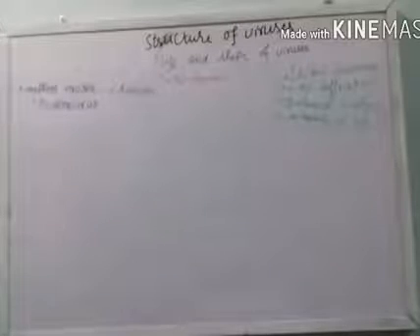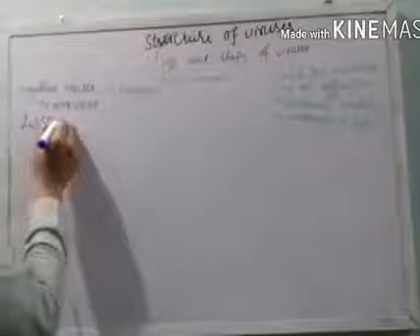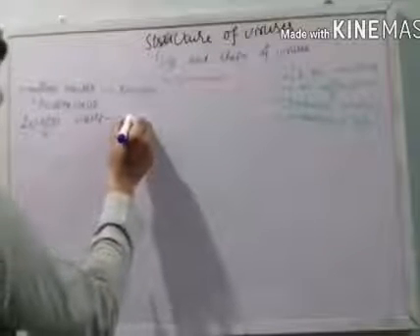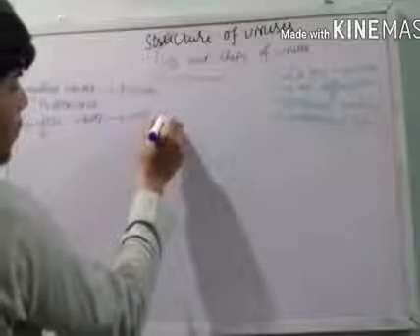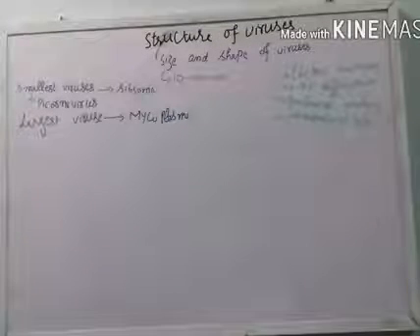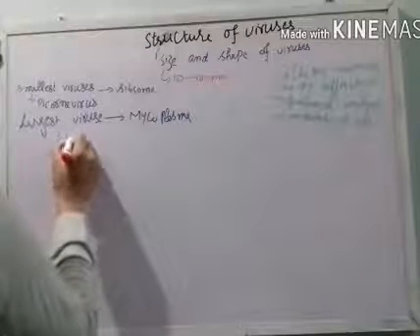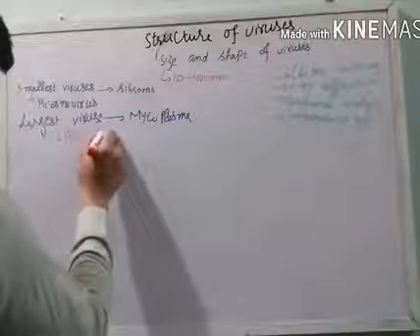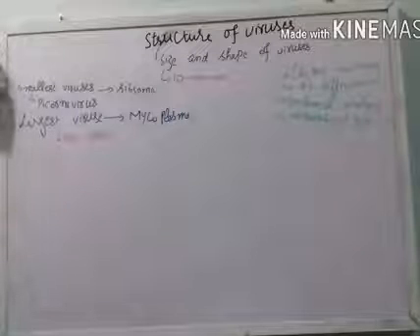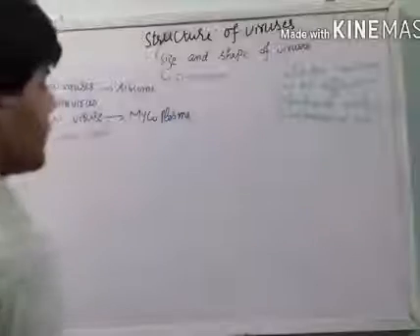Now if we talk about the largest virus, its size will be equal to the mycoplasma. And the example of this virus is the pox virus. So the smallest virus will be equal to the ribosome size, and their example is the picornavirus. The largest virus will be the size of mycoplasma.